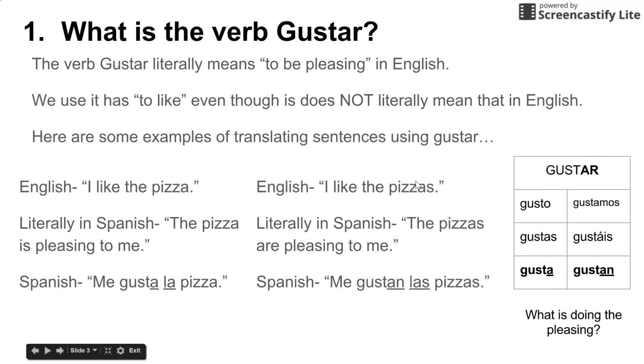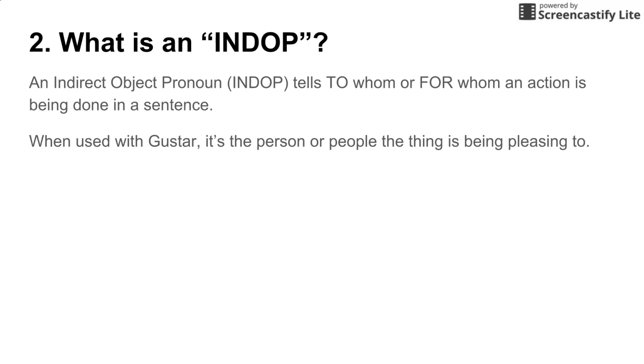I like the pizzas. Literally in Spanish, it translates to the pizzas are pleasing to me. Now there's more than one thing doing the pleasing. There's more than one pizza. So we have to use the plural form of gustar, talking about something, which would be gustan. So that's the reason why it's a little bit different than normal verbs. And I'll go into that again later.